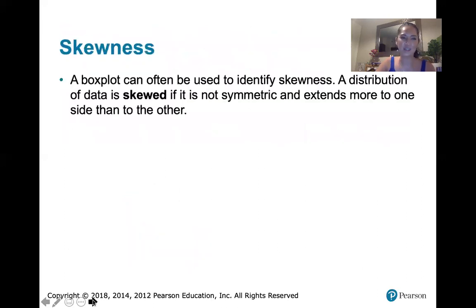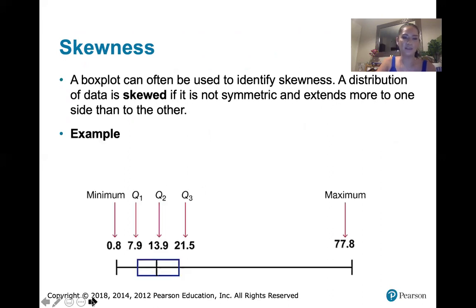So I just mentioned skewness. We can use boxplots to identify skewness. We say that a distribution of data is skewed if it's not symmetric and extends more to one side than another. And of course, I was just talking about this data set as visualized by this box plot. It's skewed to the right because we've got that long right tail.